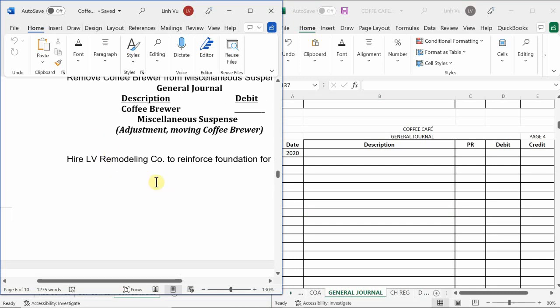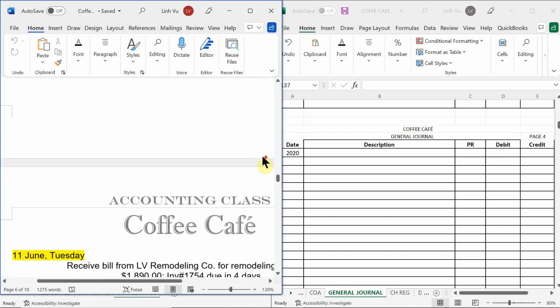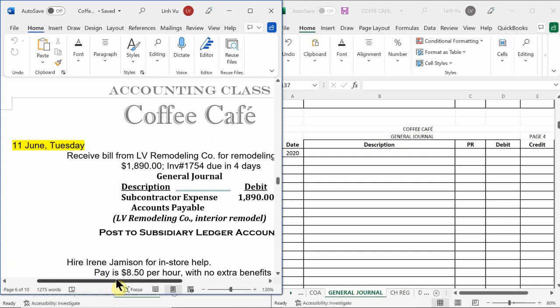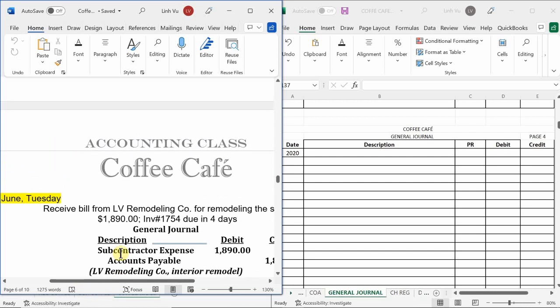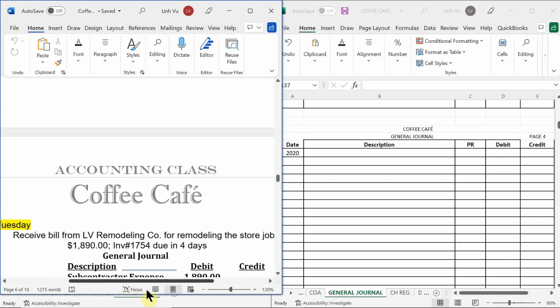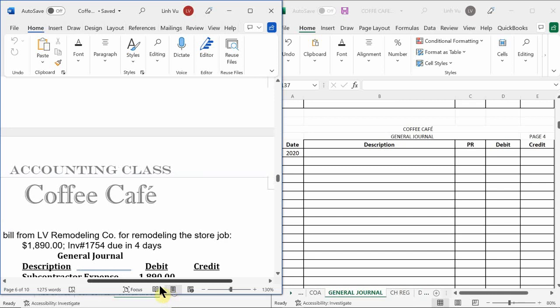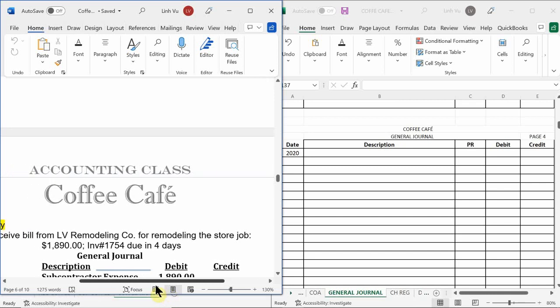So we already hired elevator remodeling for the reinforcement of the foundation. Okay, so this is where we left off. We're starting on a new day now. It's June 11, Tuesday. So here we end up receiving a bill from LV Remodeling Company for the remodeling of the shop. If you remember, we hired them to remodel our store after Kim Robinson gave us a recommendation.